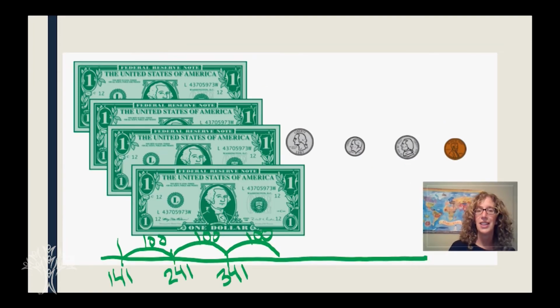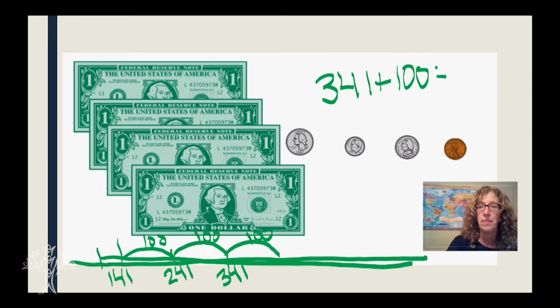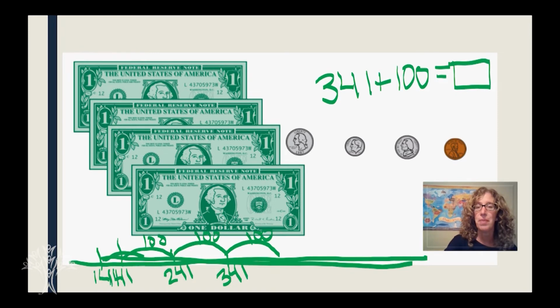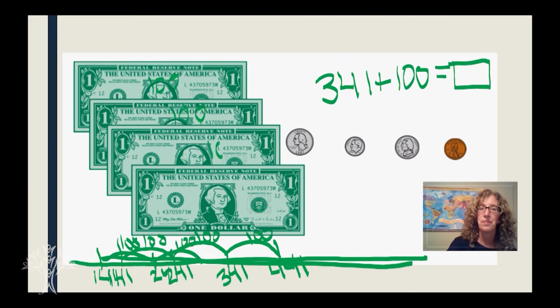Another dollar. Lucky us. Second graders, what is 341 plus 100? If we take another jump of 100 on the number line, our grand total is 441. You can see it here. You can see 4 100s and 41 cents.